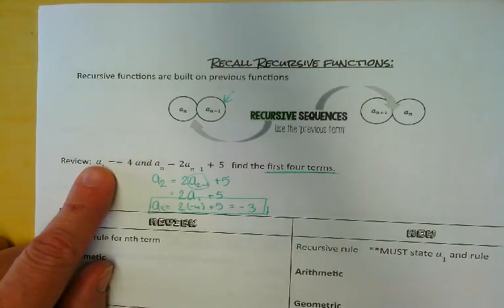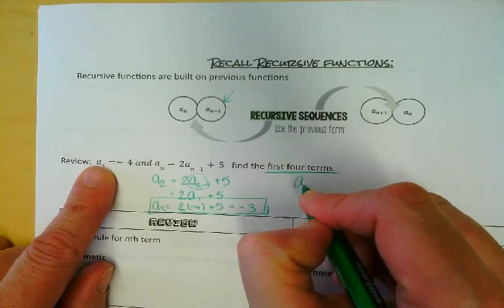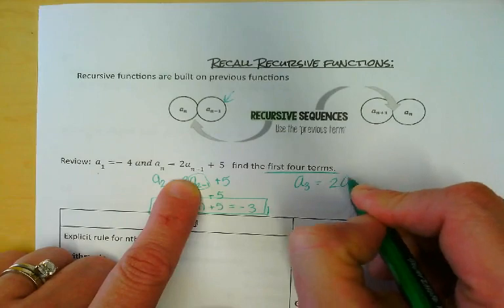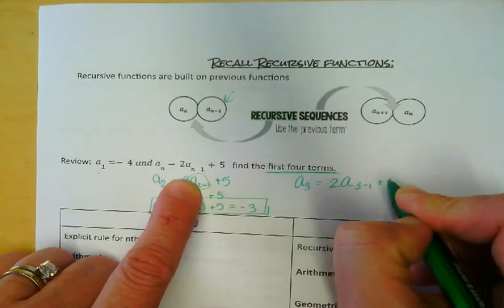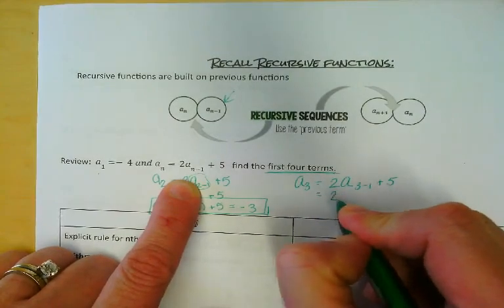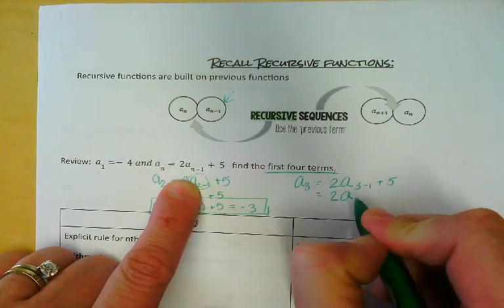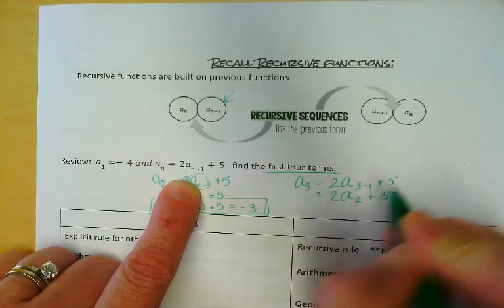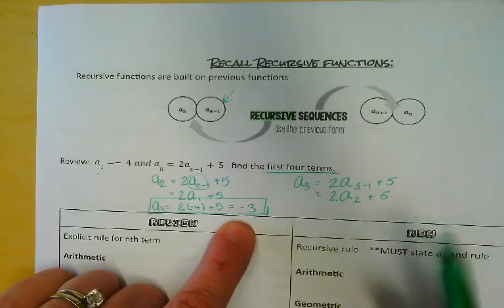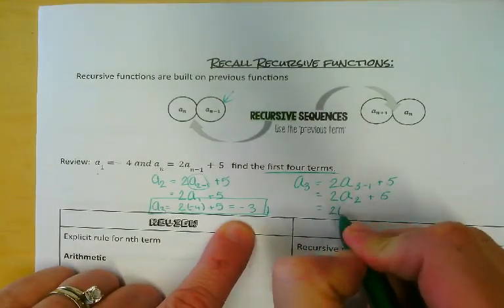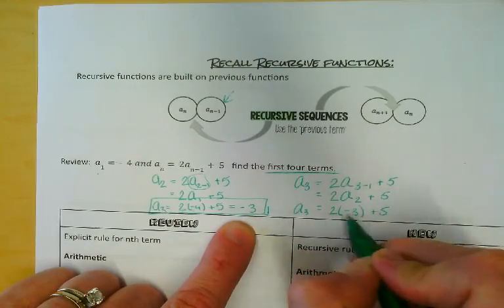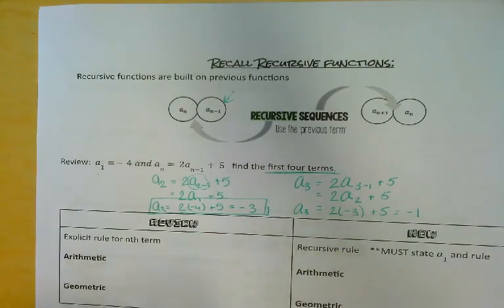And then I keep going. It wants the first 4 terms. So I'm going to find a sub 3 next. So I'm going to go to the formula. I'm going to replace all those little n's with a 3. I'm just going to slowly and neatly clean it up. So this becomes 2 times a sub 2 plus 5. A sub 2 is the previous term I just found. That's the recursive part of it. So I have 2 times -3 plus 5, which is -6 plus 5, or -1.